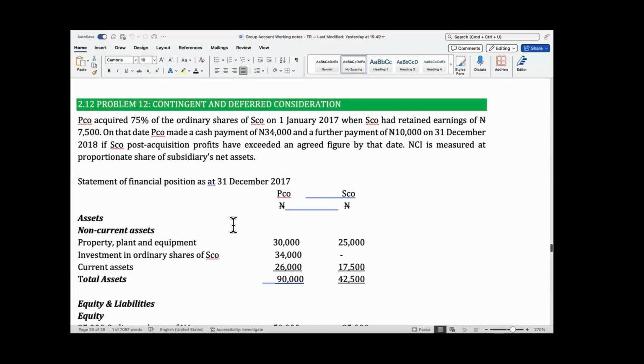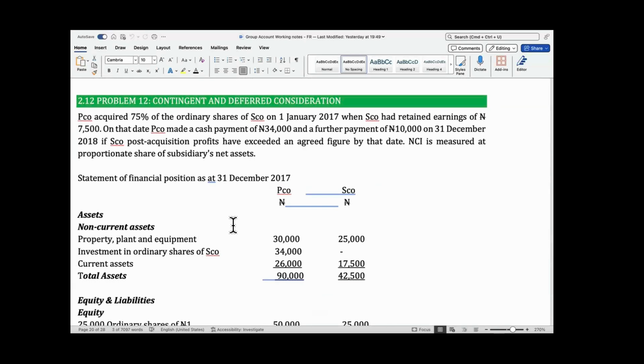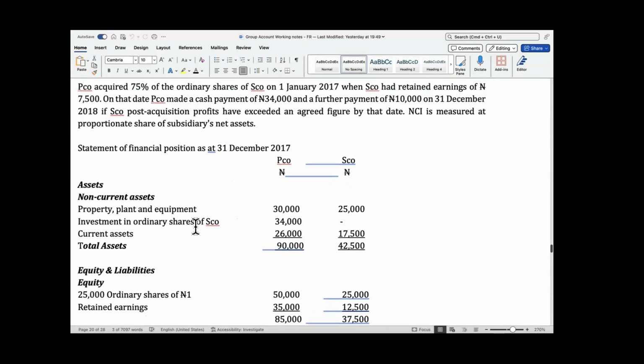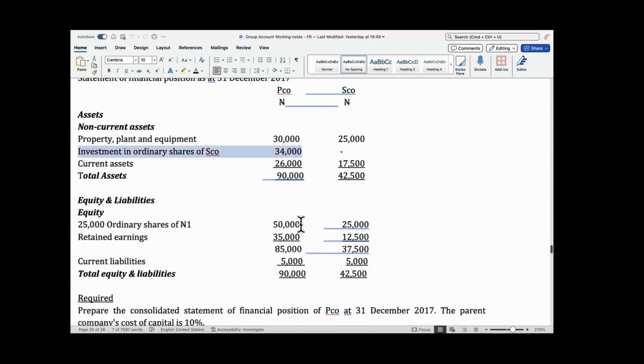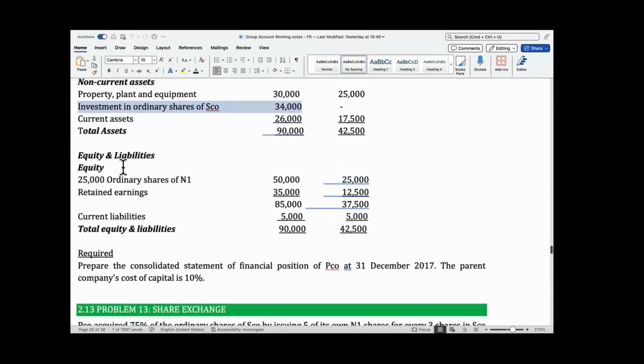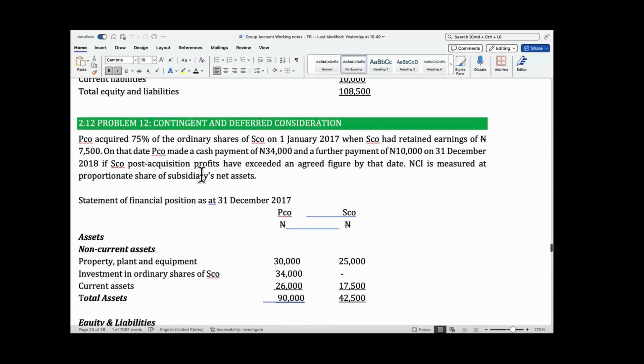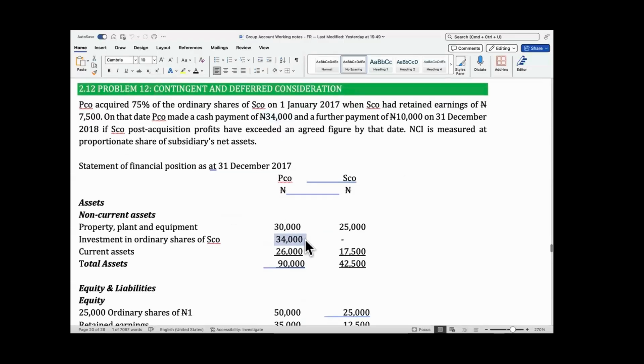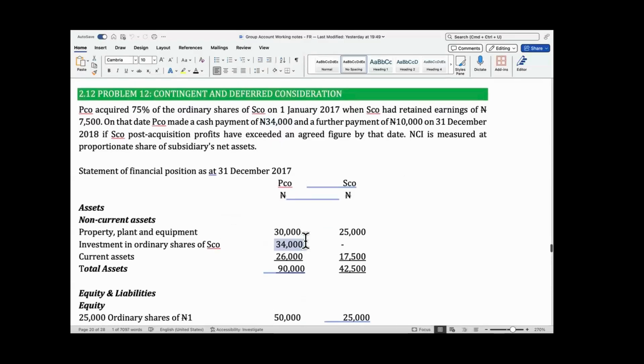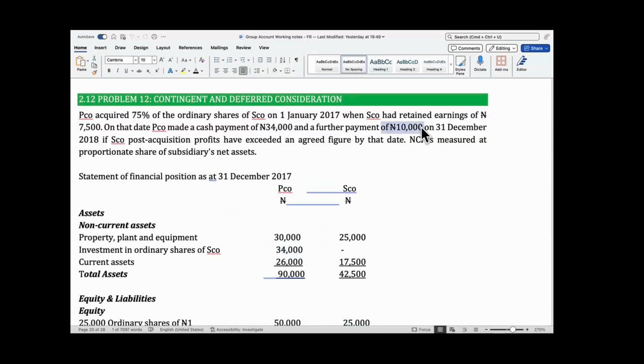Okay. So for this question, they want us to consolidate. Again, cancellation. We're going to cancel out the investment in subsidiary against the equity of the subsidiary. However, I can see here that the parent paid 34,000, which is the cash that he has recorded in his books. But they say he's going to pay a further 10,000 in the future if ESCO's post-acquisition profit has exceeded an agreed figure.